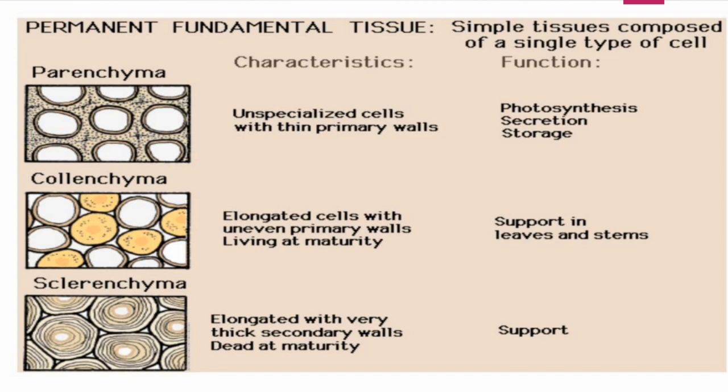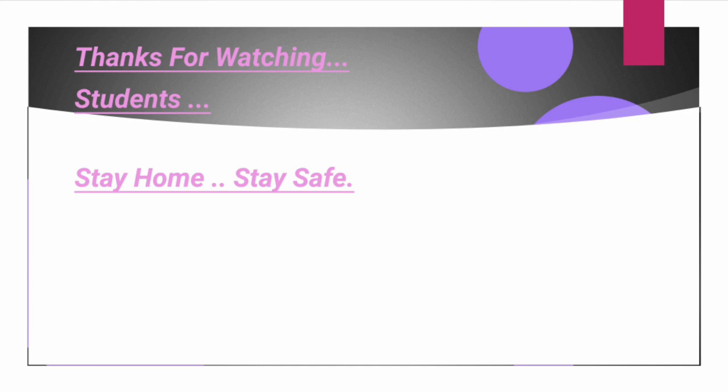They are made up of more than one type of cells. There are two types of complex tissues. They are xylem, phloem. They are called vascular or conducting tissue.